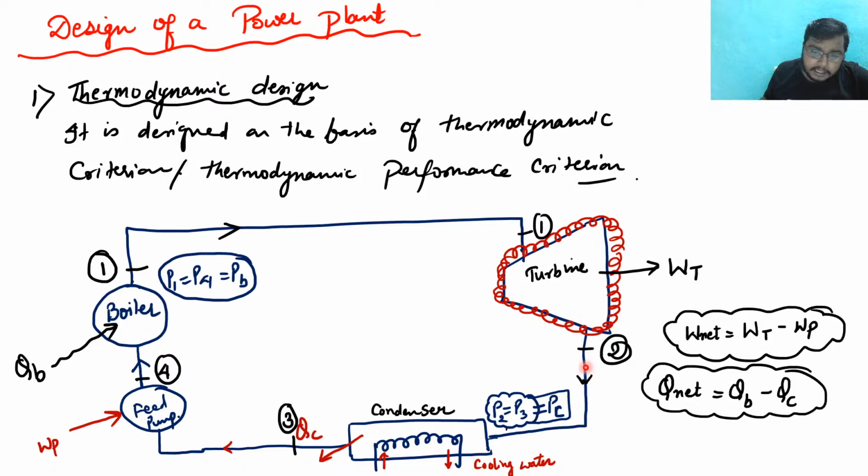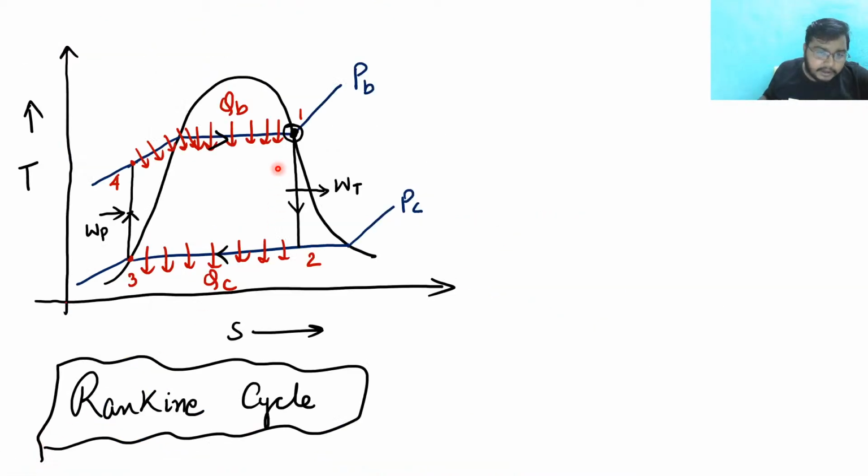From the turbine, steam comes out at state 2. Here, suppose we fed saturated steam to the turbine. Once I have fed the saturated steam to the turbine, what I have found at this state is a liquid plus vapor state, and this is very hot.